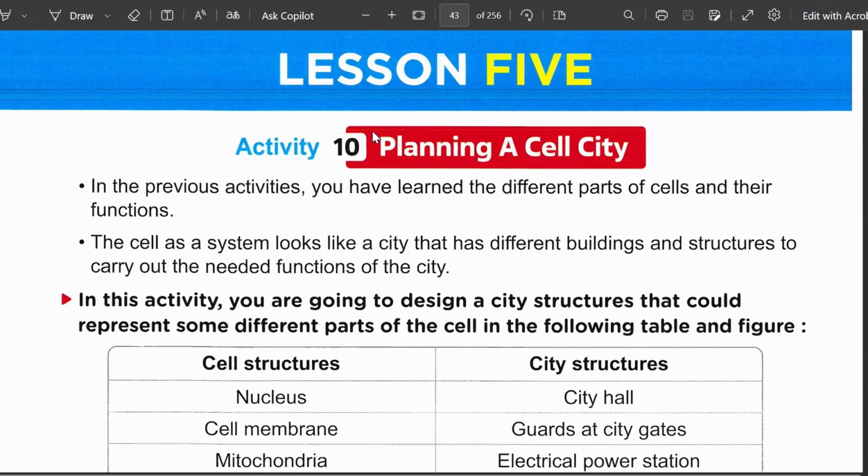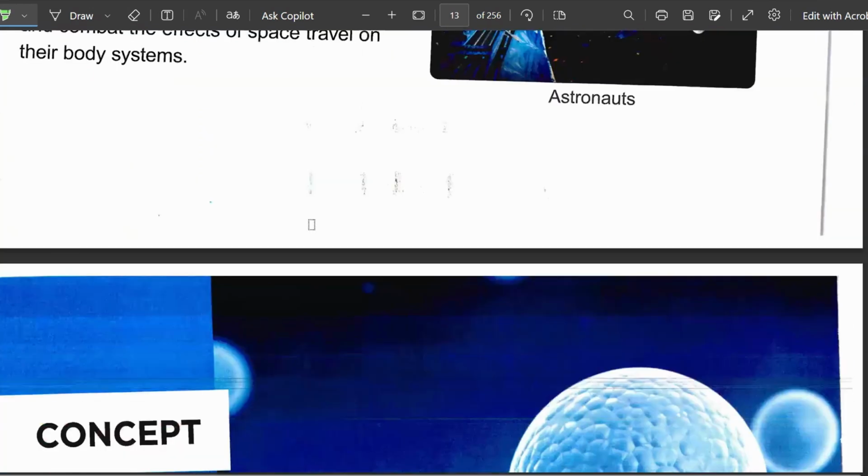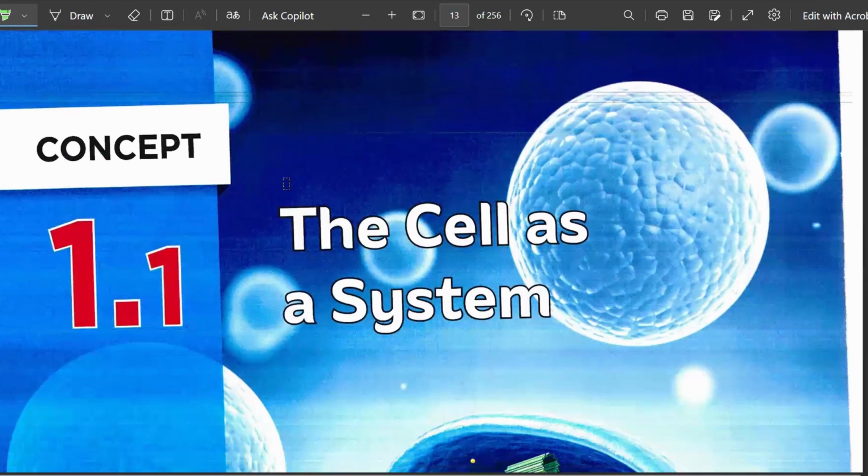Now it's time for lesson 5. Lesson 5 really is very small, and we won't learn something completely new. We will say that the cell is just like a city. We are seeing the cell as a system. The cell as a system. Do you remember the name of this concept? The name of concept 1 is the cell as a system.